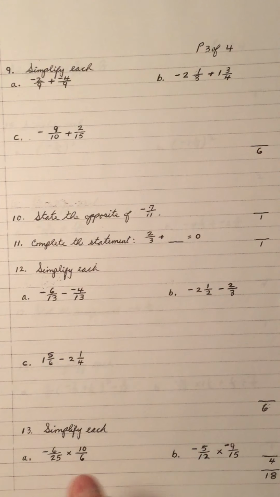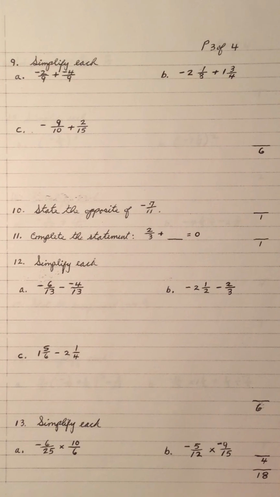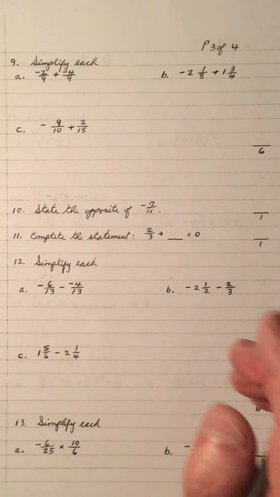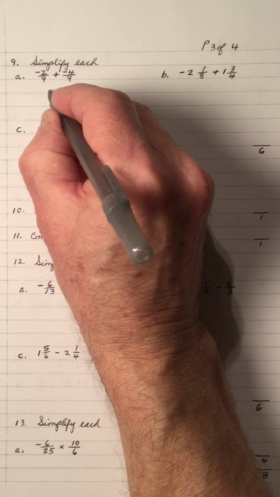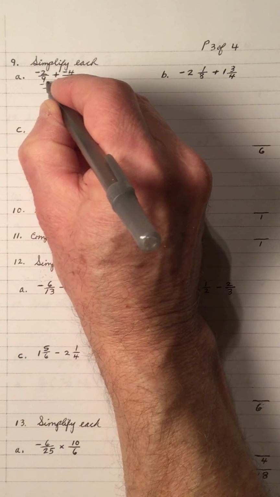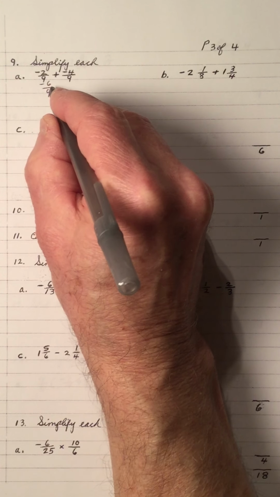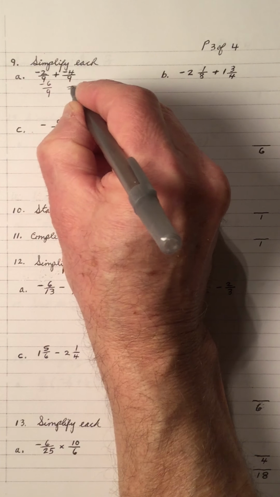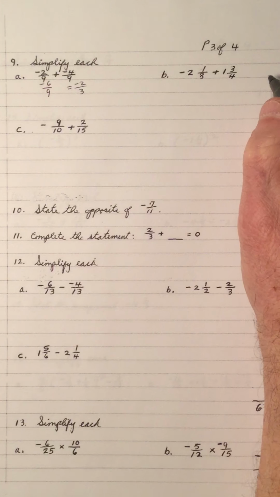Page 3, more simplifying. So here we go. Simplify each. So we're adding fractions. So we need a common denominator called 9. Write it down. Add a negative and negative is a negative 6. When we add 2 negatives, we add them up and take a negative. And 3 goes into both of those numbers. Negative 2. 3 into 9 goes 3. So negative 2 over 3.